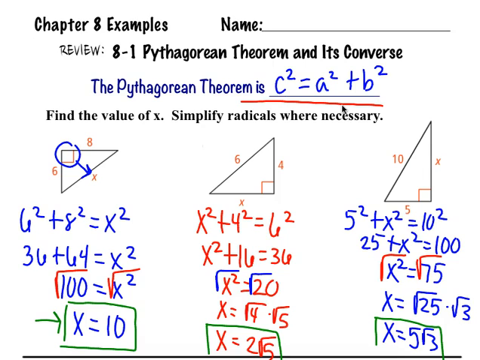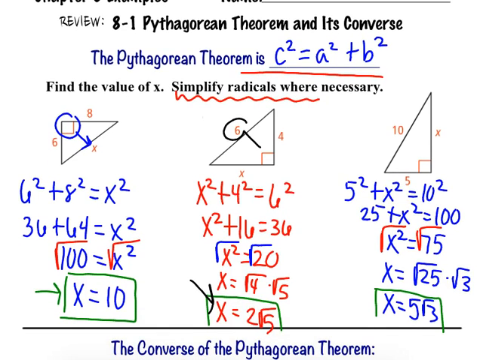Then on this one, we mix it up. This time we're given the hypotenuse because 6 is across from the right angle, and we're just looking for a side. And we find that x equals 2 square roots of 5, which brings me on to it. It says simplify radicals when necessary. If you forgot how to do that, that's okay, but that's kind of the big idea on this lesson, so you need to know how to do it.